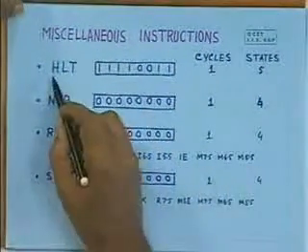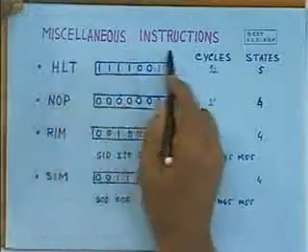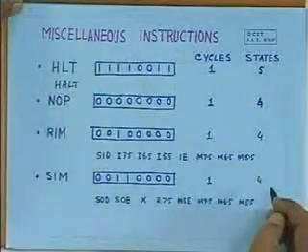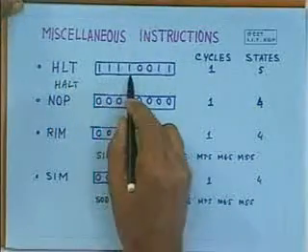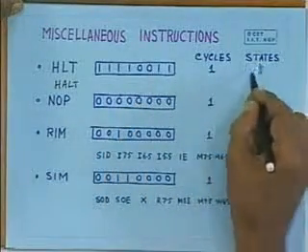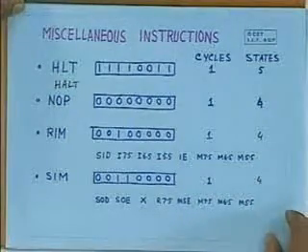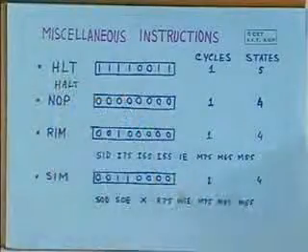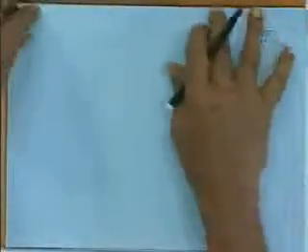The first instruction that we shall discuss under this category is halt. It has the code of 1110 1111 0011. It takes 1 machine cycle to execute and requires 5 states of clock cycles. What is the purpose of this halt? Whenever this halt is executed, the processor is halted. No further execution of instruction takes place. Then why is it present?